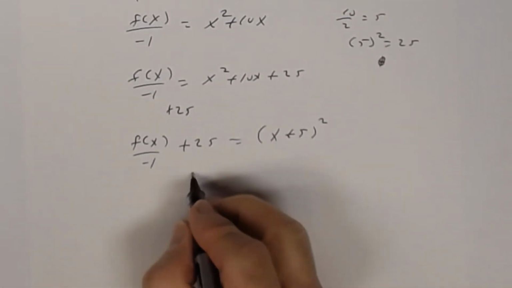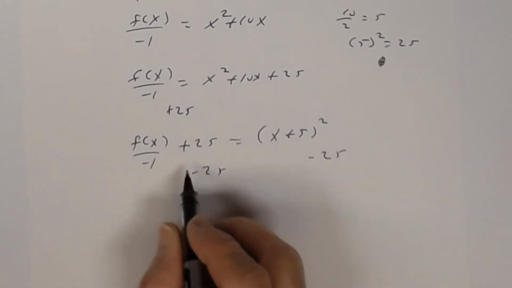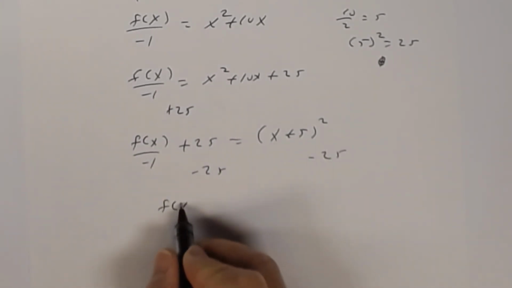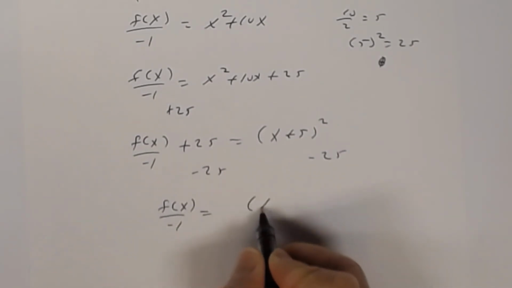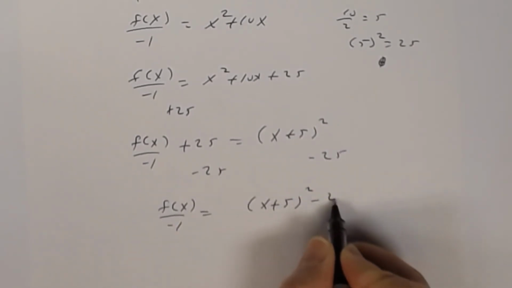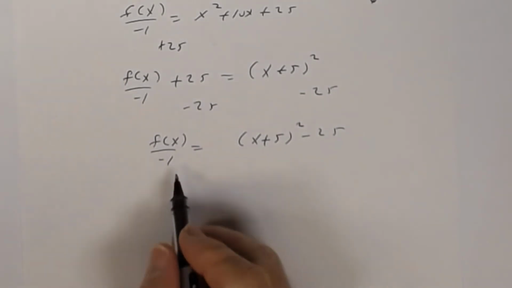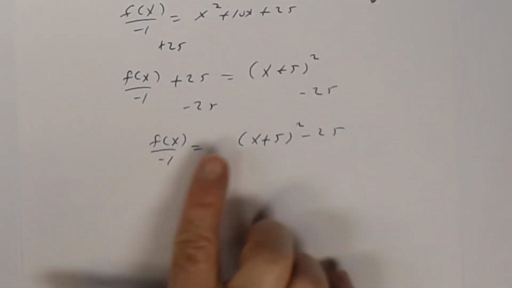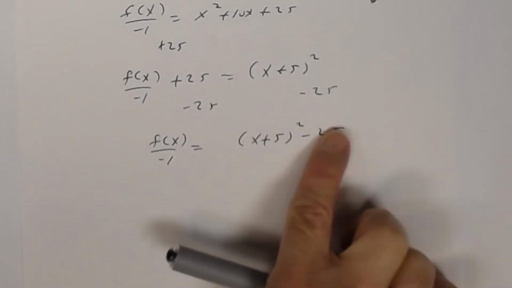Subtracting 25 from both sides, I get 0 now. When you combine like terms, I get f of x divided by -1 equal x plus 5 squared minus 25. And now all you're going to do is multiply both sides by -1. But remember, when doing that, think of this as parts. First part, second part.